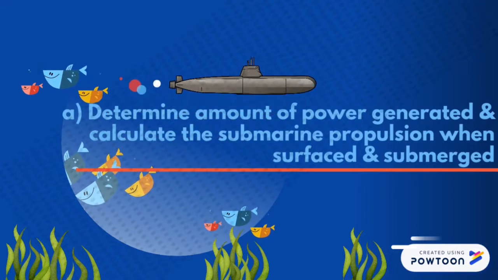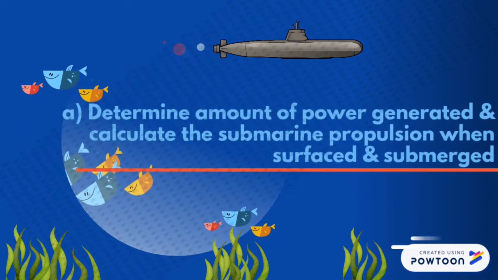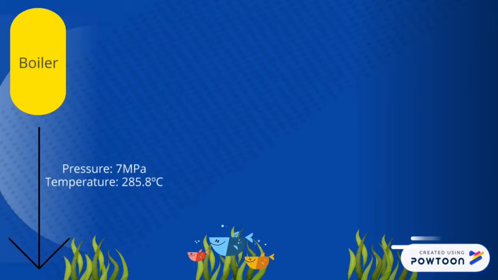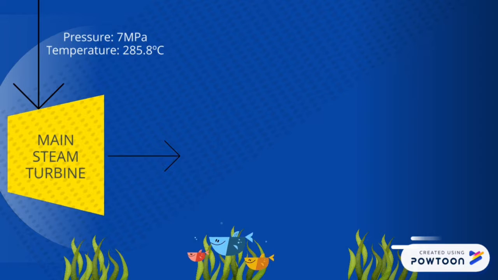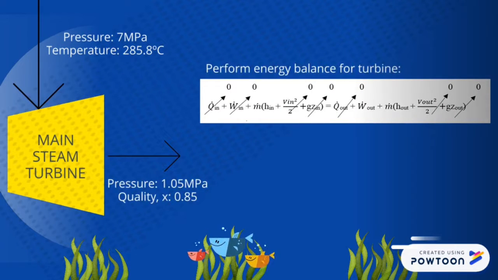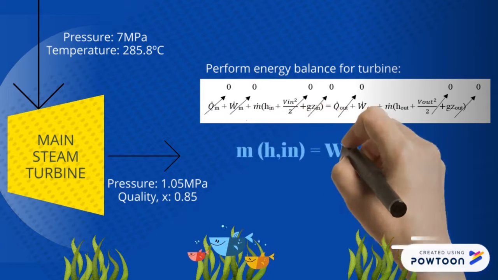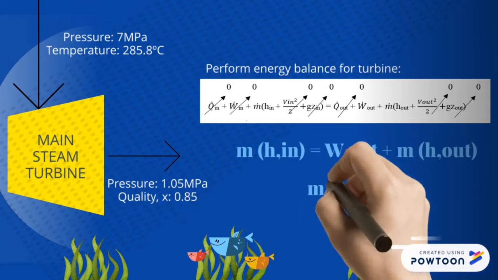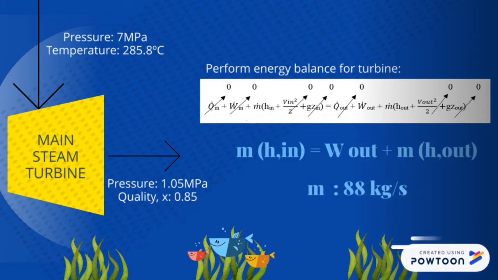Question A asks us to determine the amount of power generated from the turbine. Saturated vapor from the boiler enters the turbine. The energy balance for the turbine is obtained by neglecting work in, heat transfer, and kinetic and potential energy. Mass flow rate is assumed to be 88 kg per second. So we need to find enthalpy in and out to get the work produced from the turbine.